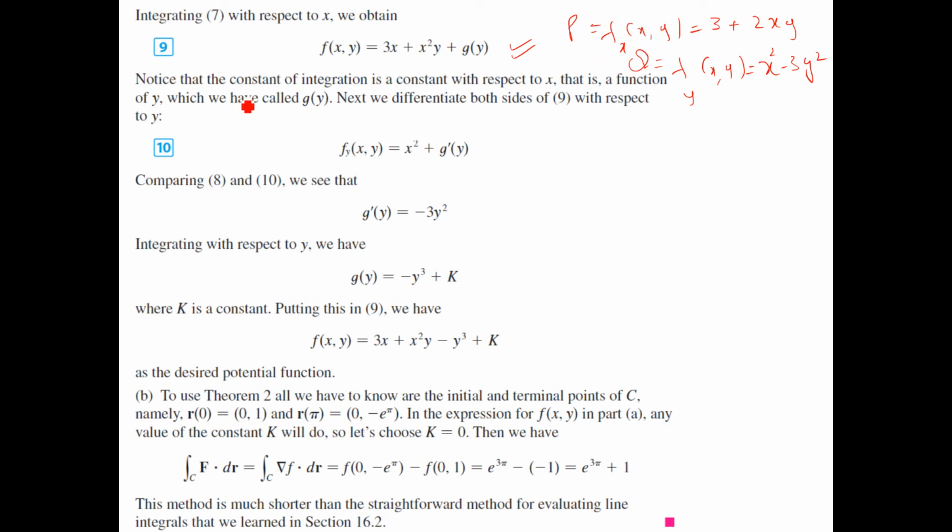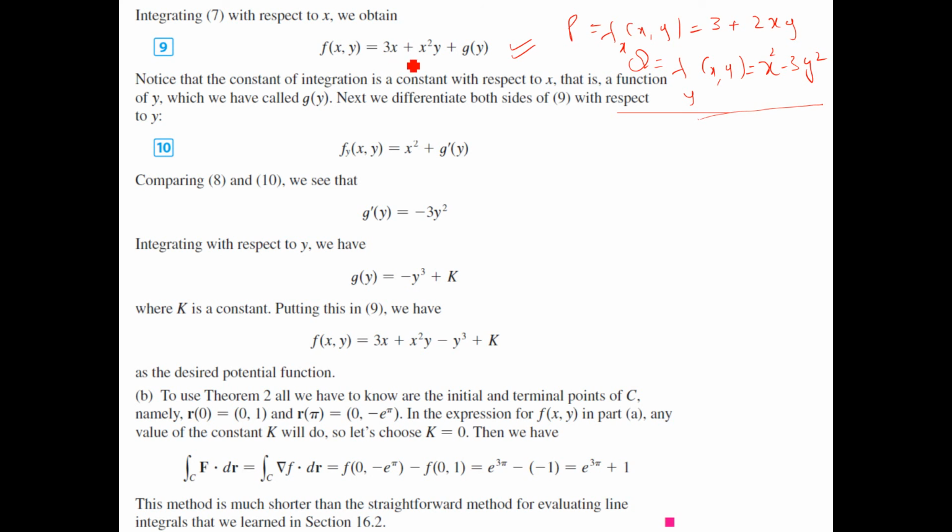Now notice the constant of integration that we have already discussed. The original fy, which we deduced from the vector field, is given by this function x square minus 3y square. Now differentiate this with respect to y. f is given by 3x plus x square y plus gy. Now differentiate this function with respect to y, we have this.